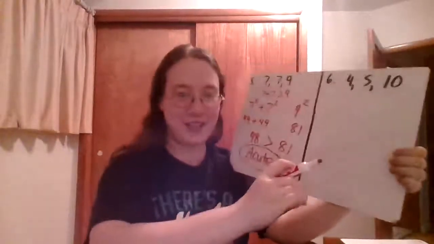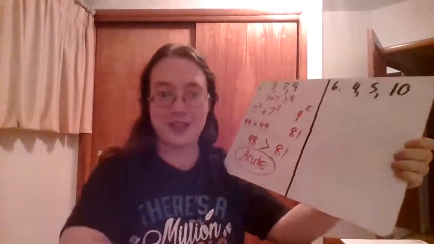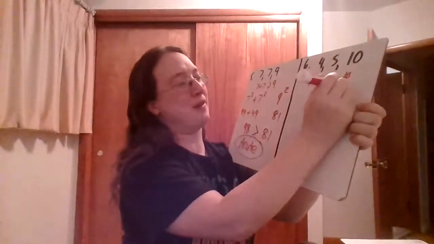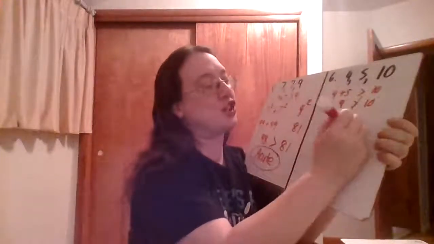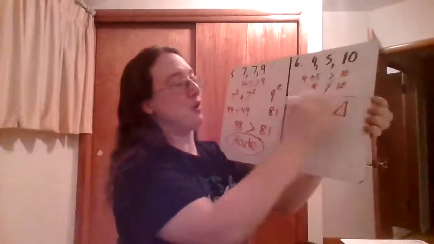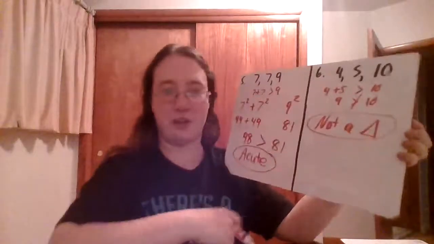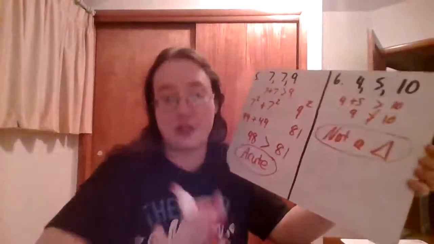Okay. So let's say we got 4, 5, and 10. So again, the first thing we want to check is, is it a triangle? So we got 4 plus 5, and we want to make sure that's bigger than 10. 9 is not bigger than 10. That's not true. So this is just not a triangle. And if it's not a triangle, you don't need to go through and figure out whether it's an acute, obtuse, or right triangle. It's just not a triangle at all.